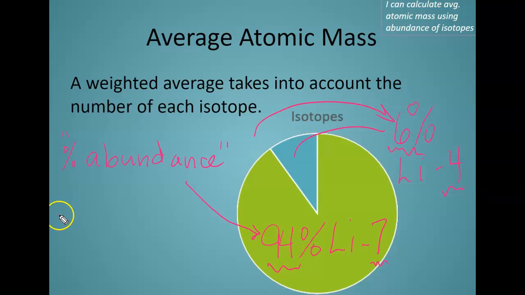So to get our average atomic mass, in other words, the average atomic masses we find on the periodic table are calculated by taking the percent of each isotope and multiplying it by the average.